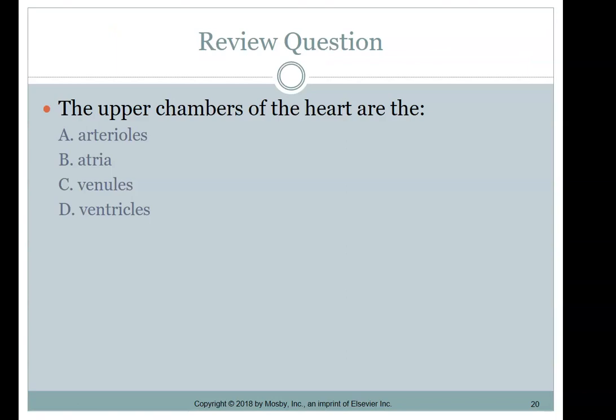A review question. The upper chambers of the heart are the A. Arterioles, B. The atria, C. The venules, or D. The ventriculus. The answer would be B. The atria.